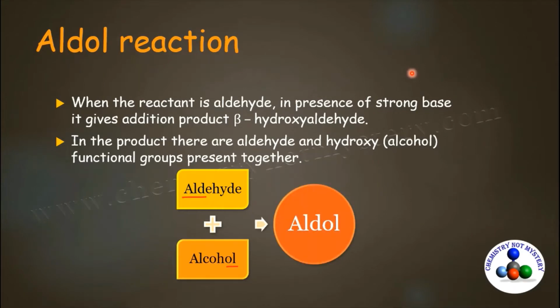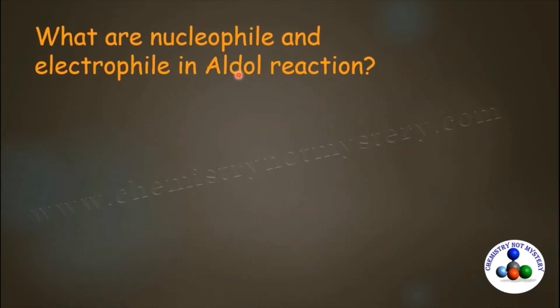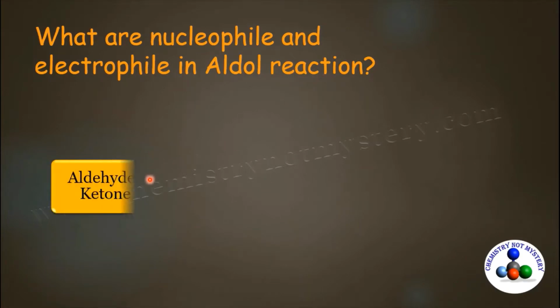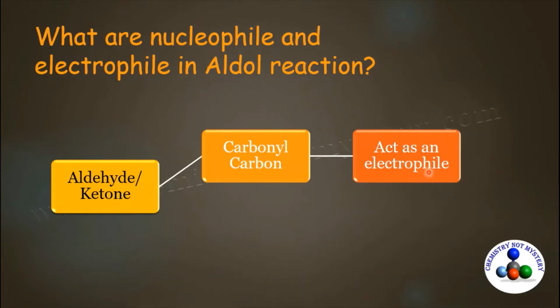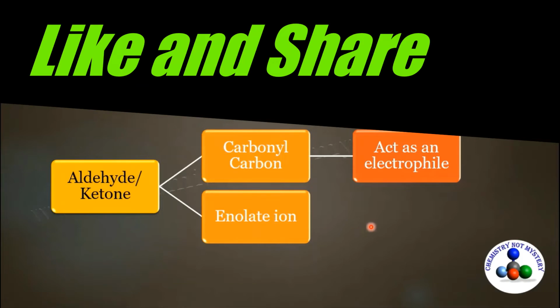In every addition reaction, there is an electrophile and a nucleophile. So what are the nucleophile and electrophile in aldol reaction? As we have just learned, in aldol reaction, aldehydes or ketones are the only reactants. Carbonyl group of one of the aldehydes acts as an electrophile, while the enolate ion formed by one of the aldehydes acts as a nucleophile.